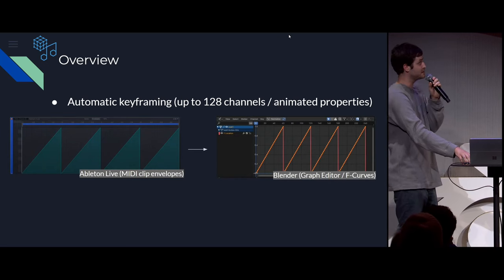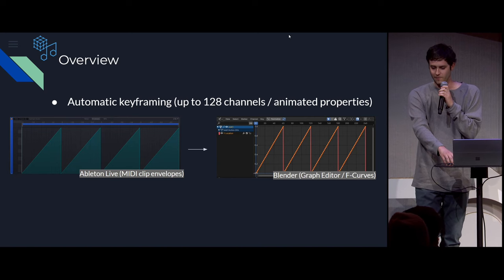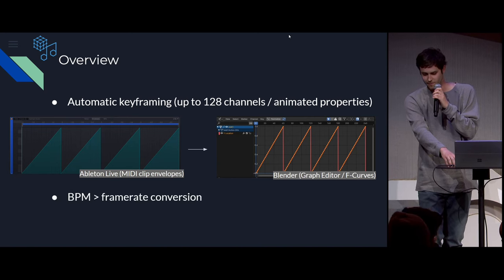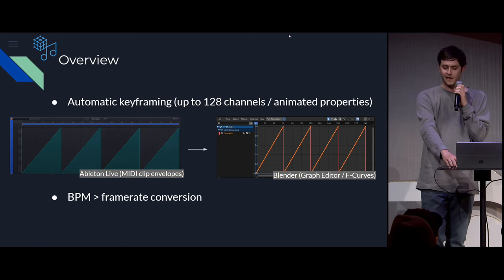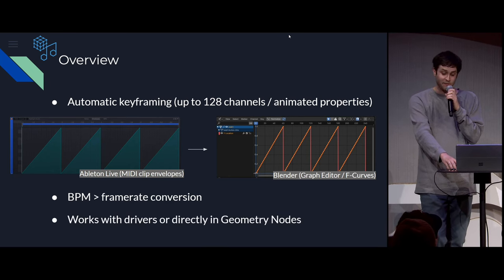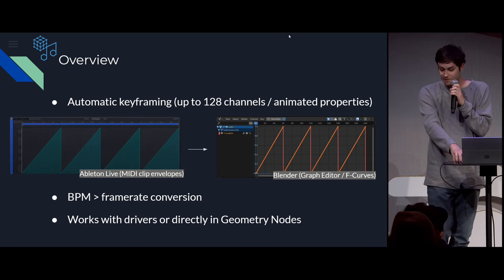So on the left, that's Ableton Live. It's the digital audio workstation I use. And there on the right is that same data imported into Blender. It calculates the tempo of the music and synchronizes everything. And I made it for use with geometry nodes, but it works with drivers or anywhere you want to drive something in Blender.